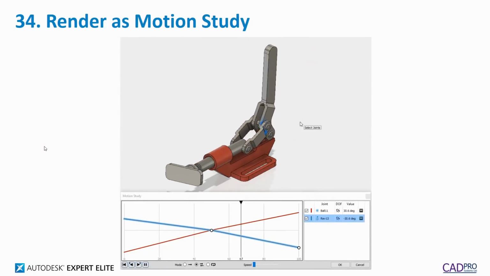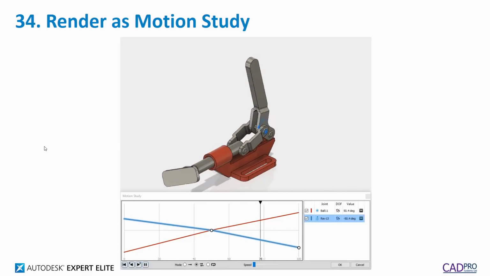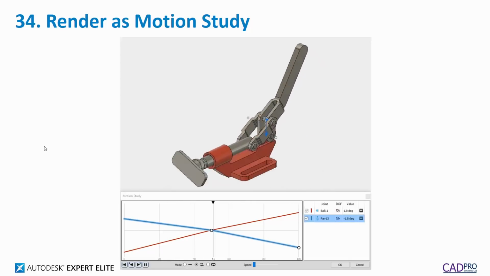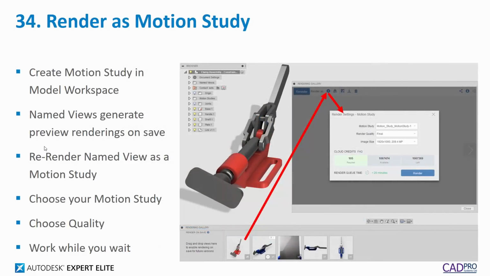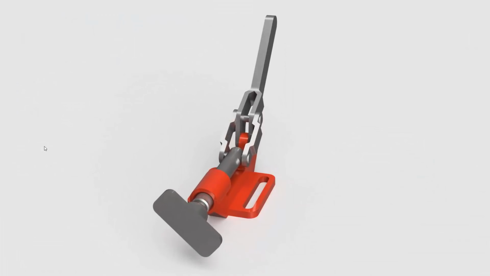And to continue on from that rendering theme, if you create a motion study, which I'm not going to go into today, then if you select one of the pre-rendered thumbnails in your rendering gallery in the rendering environment, you have the ability to render out a motion study. So it pops up this motion study dialog. You choose which motion study you want, because you might have more than one in your design, choose your quality and your image size, and then it will send it off to the cloud. It's going to use your cloud credits to render the animation. It's pretty powerful, and this is the kind of result you can get. Yeah, so well worth a try.